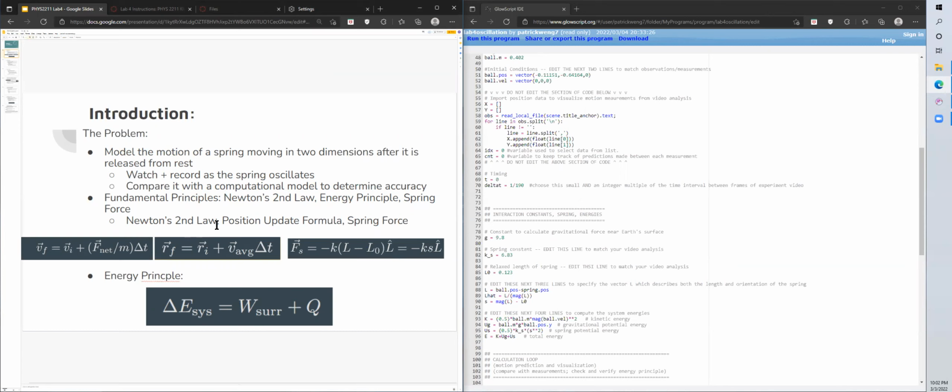Here is Newton's second law, the position update formula, and the spring force right here. And here is the equation for the energy principle right here.